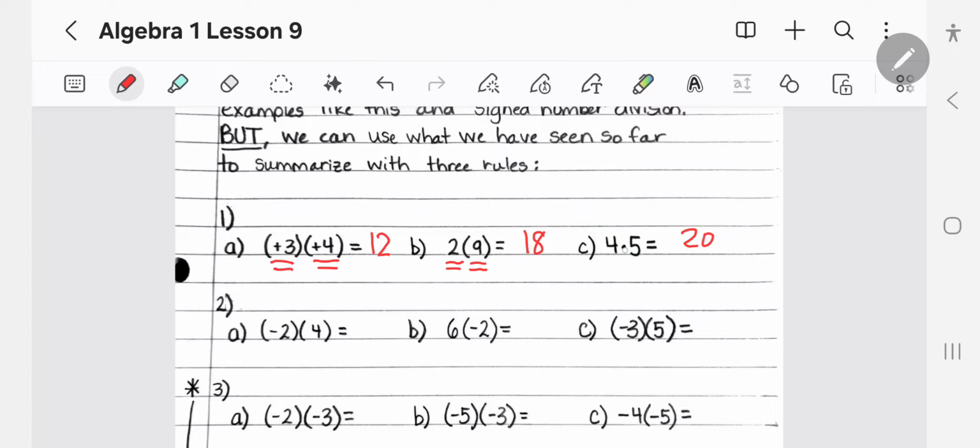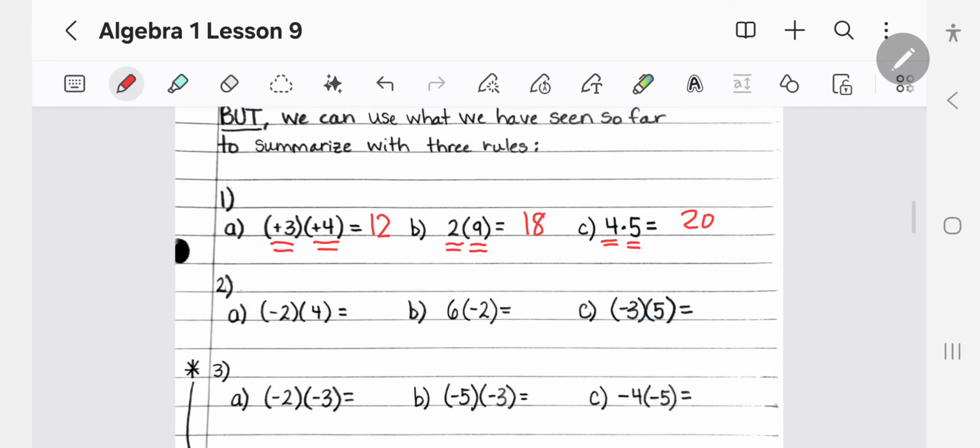4 times 5 is 20. 4 jumps of 5 to the right. Okay, so those make sense to us. You've been doing that for a while. So that's your first situation, a positive times a positive. All right, let's look at number 2.